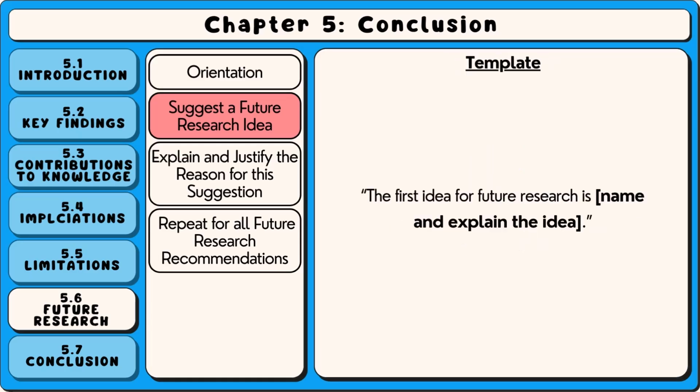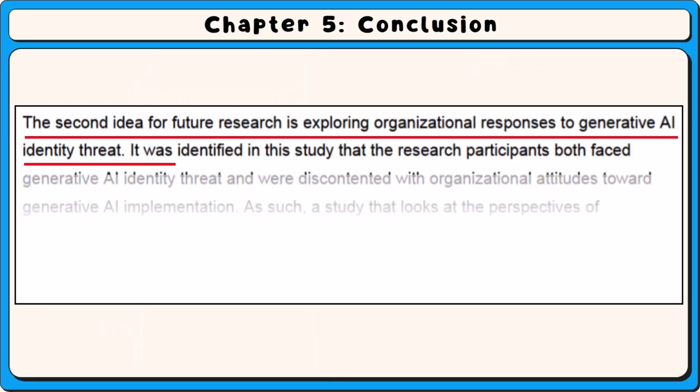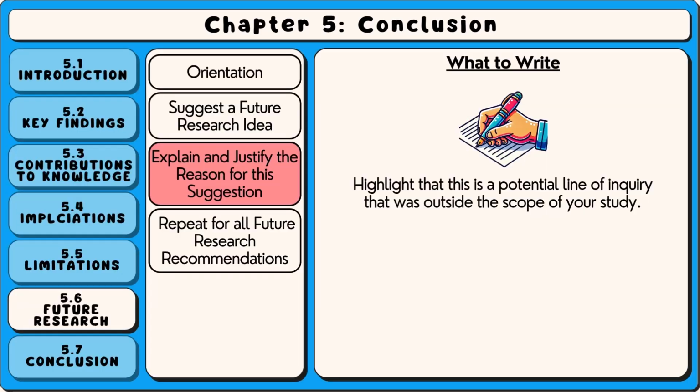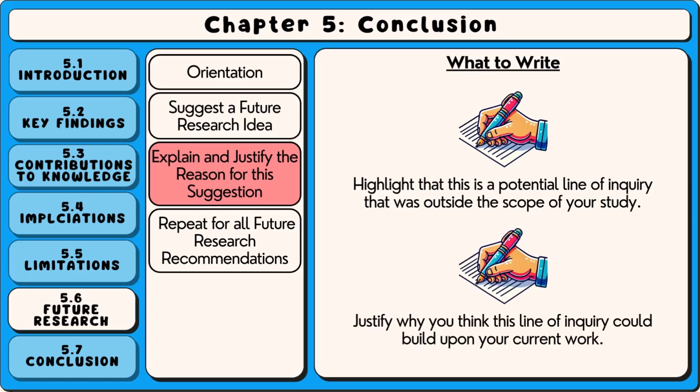Here's a template. The first idea for future research is, and name and explain the idea. Here's an example. One idea for future research is exploring organizational responses to generative AI identity threat. Next, highlight and justify the reasons for this research idea. Here, state that this potential line of inquiry was outside the scope of your study, but you still consider it to be a useful research idea that could build upon what you have done in your own work.